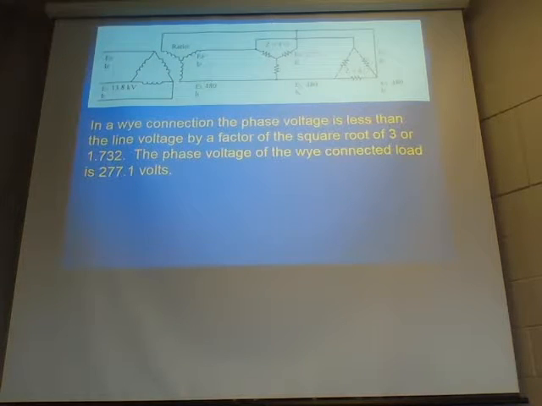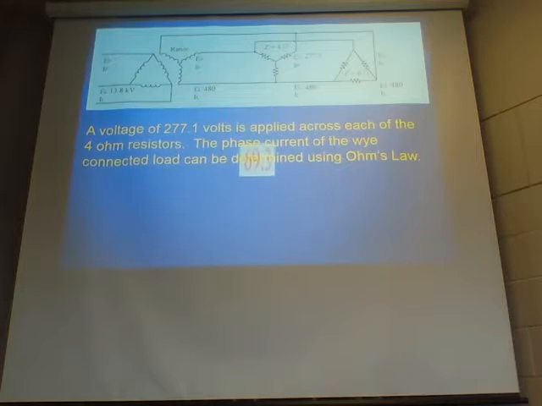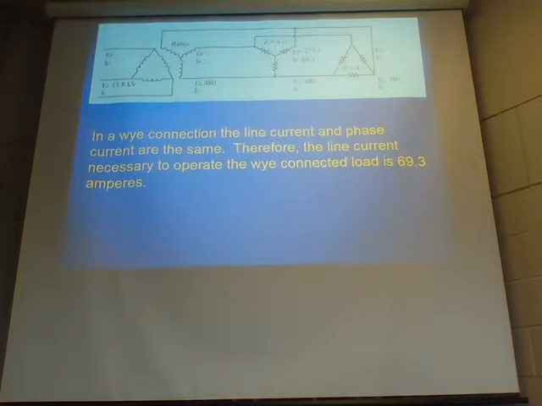In the Y connection, the phase voltage is less than line voltage by a factor of square root of 3. The phase voltage of the Y connected load is 277.1. 480 divided by 1.732 gives you 277 here for phase voltage. With 277.1 volts applied across 4-ohm resistors, the phase current becomes 69.3 amps. In the Y connection, line current and phase current are the same. So the line current necessary to operate the Y connected three-phase load is 69.3 amps.